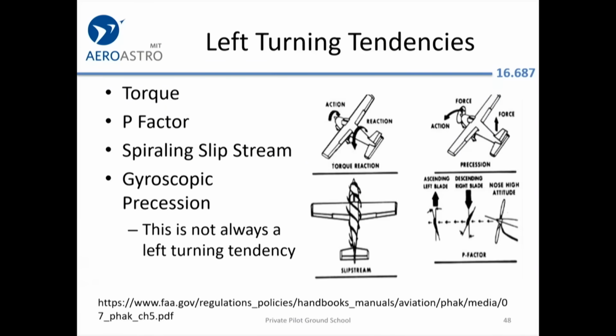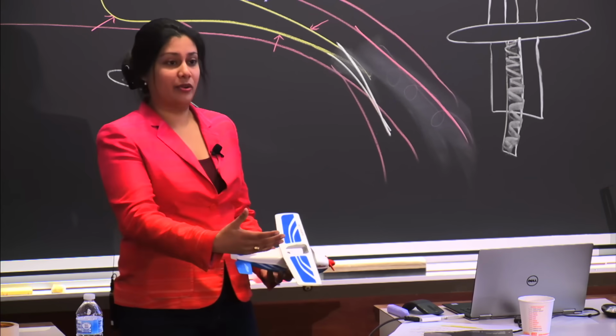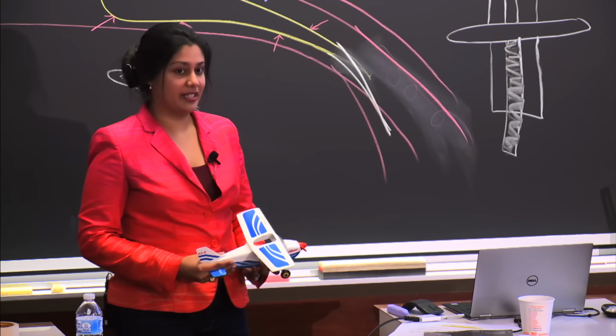Now this is a little bit complicated, so I will say this is a little bit tricky. There is a tendency for these airplanes to turn left. And there are actually multiple things that contribute to this left turning tendency. When you're flying in an airplane, you might hear your instructor say, right rudder, and it's really to counteract some of these left turning tendencies.